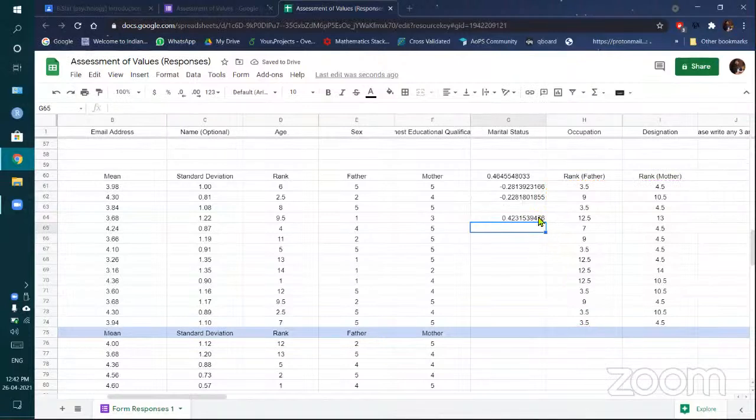Sir, 0.4. So this is the correlation between the ranks given by my father and my mother. Okay, sure. Sir, and there are two more things to do.